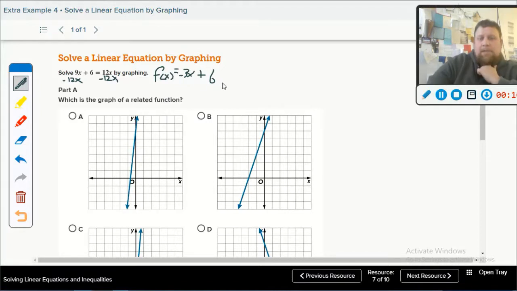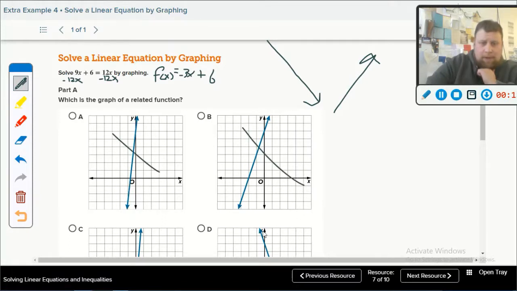And this is in mx plus b form, so we're looking for a start value of 6 and a slope of negative 3. Okay? Negative slope, remember, negative slope goes down from left to right. Positive slope goes up from left to right. So we're looking for one with a negative slope. So right away I can say this is wrong, this is wrong. Those are positive slopes. In fact, this is a positive slope. I can tell from that little bit. The only negative slope is d.